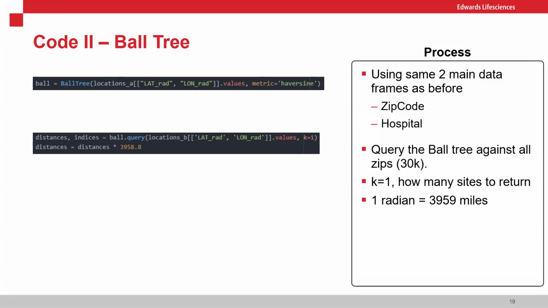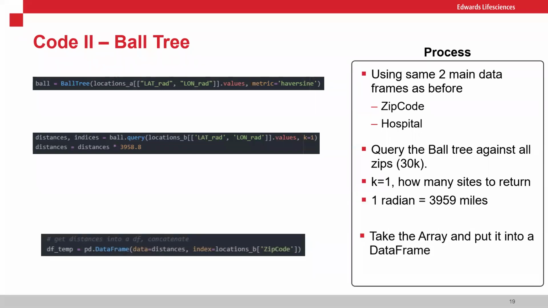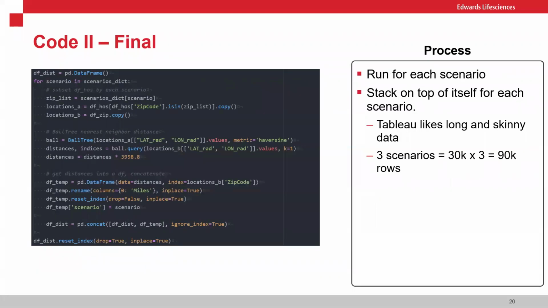The k=1 is going to give you your closest one. If you put in 3, it's going to give you the 3 closest hospitals. But in the end, what we have is a very small set of results. It takes the results into a data frame, and you import it and do a bunch of the rest of the cleanup. And then you just run each of these different scenarios and then stack them on top of each other.